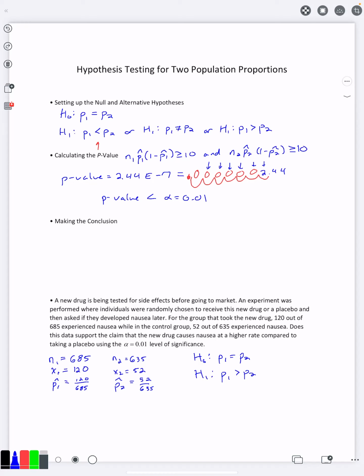And that means that there is sufficient evidence. There's really sufficient evidence, if you want to be more emphatic about it. There is sufficient evidence to say that the new drug does have nausea as a side effect. Now, this is not the exact thing that the drug manufacturers do. It's not the exact numbers and so on here. But this gives you a good idea of how it works.